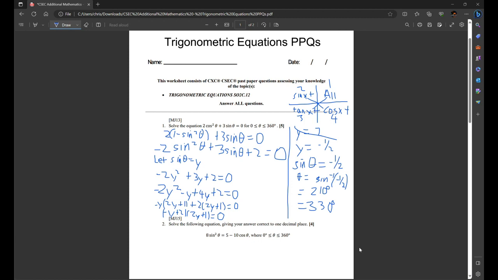And the good thing about trig equations is you can always just check it on your calculator. So you can just type it in, and you should get negative a half. So I'm just going to check it. Sine 210 is indeed negative a half, and sine 330 is indeed negative a half. So that means we do have correct solutions.